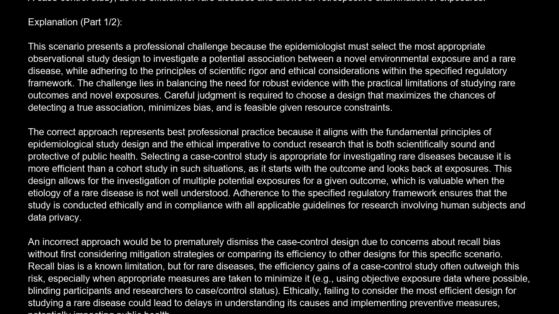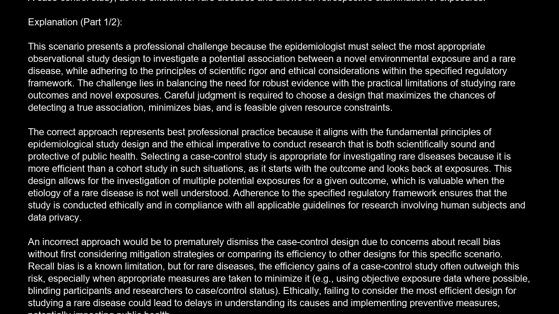Selecting a case control study is appropriate for investigating rare diseases because it is more efficient than a cohort study in such situations, as it starts with the outcome and looks back at exposures. This design allows for the investigation of multiple potential exposures for a given outcome, which is valuable when the etiology of a rare disease is not well understood. Adherence to the specified regulatory framework ensures that the study is conducted ethically and in compliance with all applicable guidelines for research involving human subjects and data privacy.